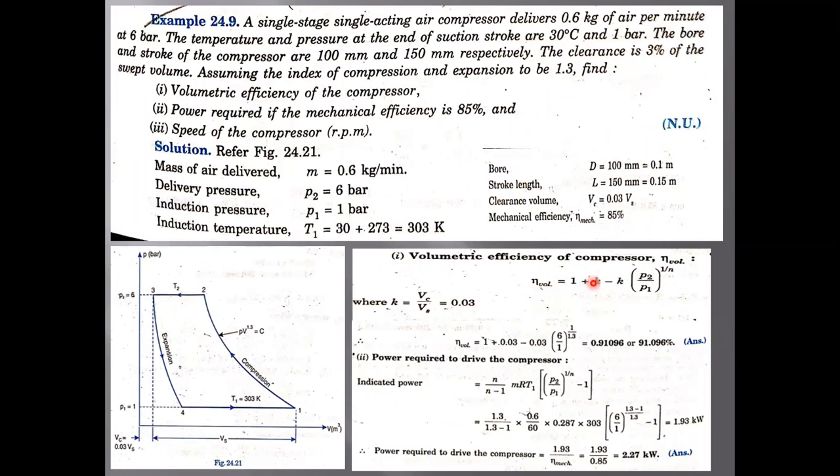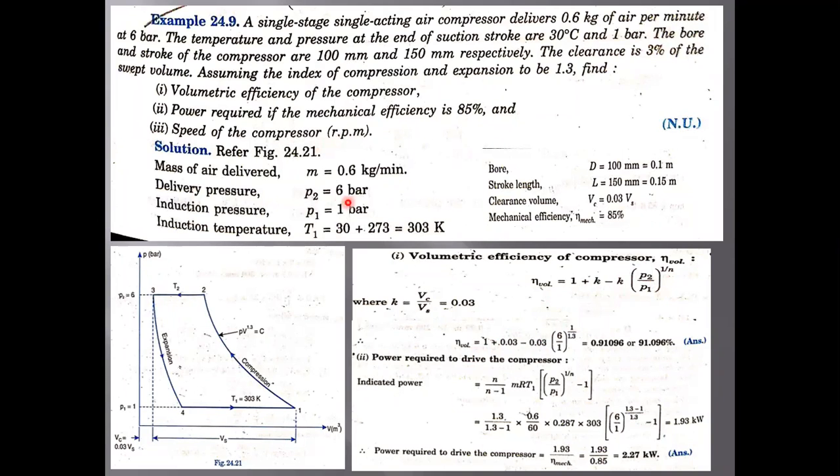So, for volumetric efficiency, we have already derived this formula, and from that derived formula we can use it here. What is that? 1 plus k minus k into (P2 by P1) whole power 1 by n. Here we already know that k is clearance volume by stroke volume, that is 0.03, which is already given in the problem. So here, 1 plus k value 0.03 minus k, 0.03.